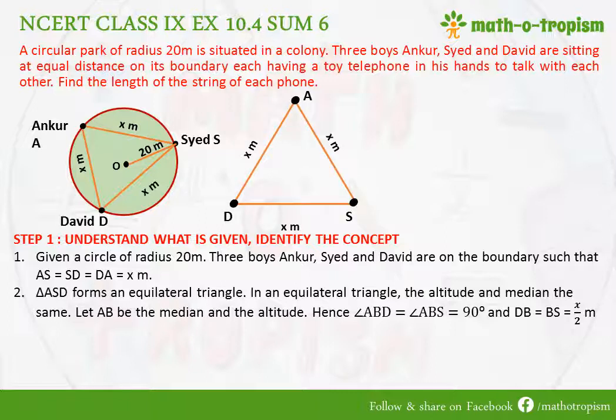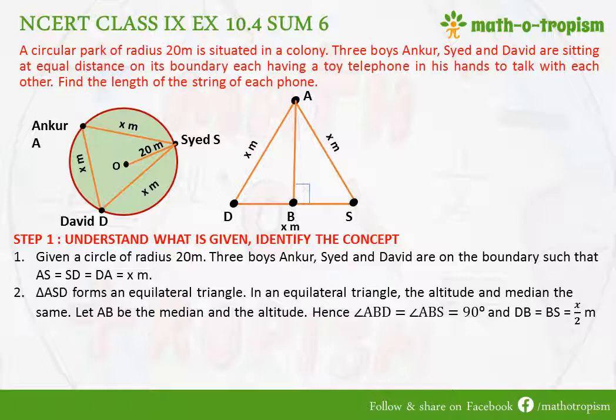What do we mean by an altitude? Altitude is a line drawn from the vertex to the opposite side, perpendicular to that side. So when I draw AB, it means AB is perpendicular to DS. What do we mean by median? Median is the line joining the vertex to the midpoint of the opposite side. Here the vertex is A and the opposite side is DS, and the median cuts it into two equal halves. In an equilateral triangle, the altitude and the median are the same, so AB is also the median, which means it cuts DS into two equal halves.